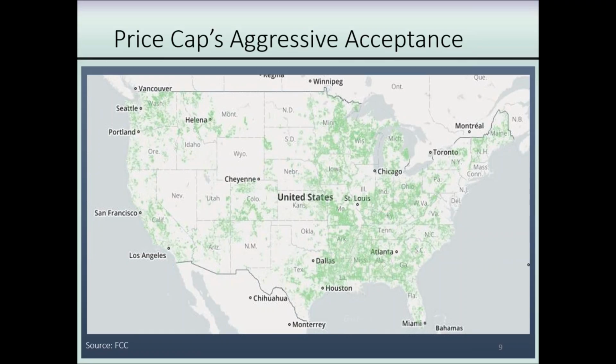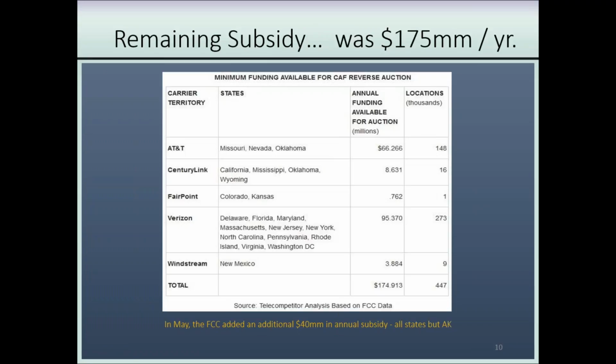At that point, if you go to the next slide, we'll see where various incumbents said, no, we're not making a commitment in some of our states, or in the case of Verizon, in all of our states, leaving at the time about 447,000 unfunded locations in rural America per the Connect America program, and $175 million in available funding.